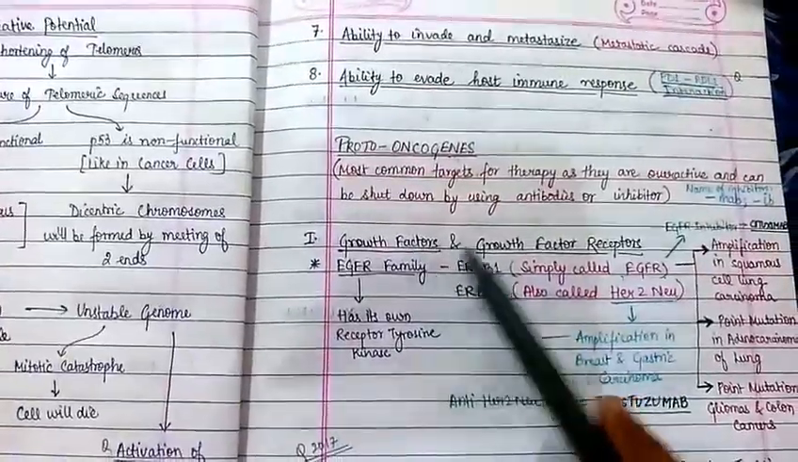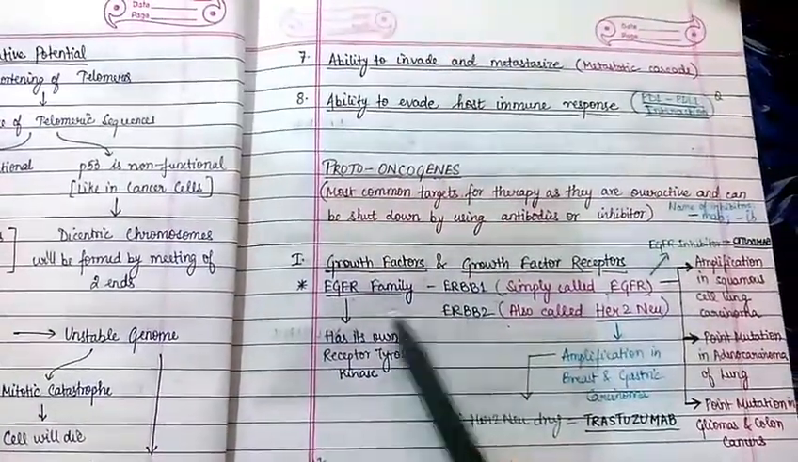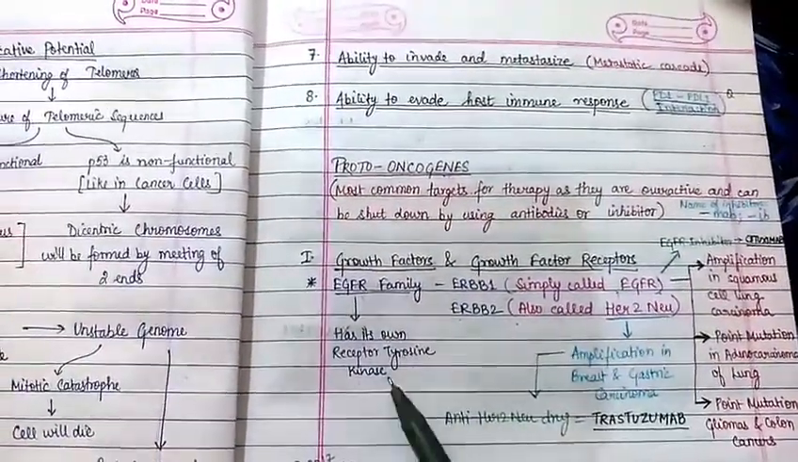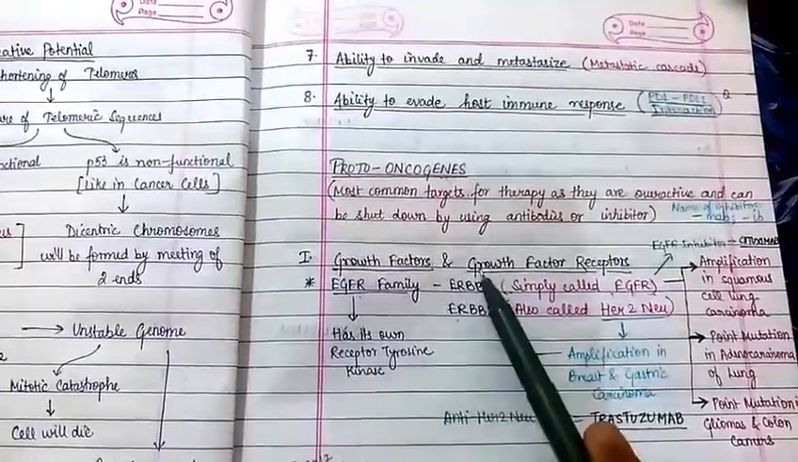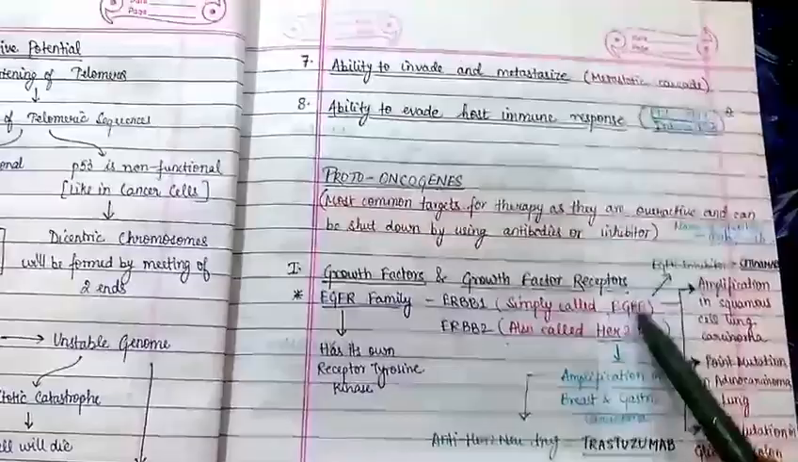The first one is growth factors and growth factor receptors. The first one is the EGFR family. This is the family which has its own receptor tyrosine kinase. Two examples of this are ERBB1 and ERBB2. Clear? ERBB1 is also simply called EGFR, and ERBB2 is also called HER2.